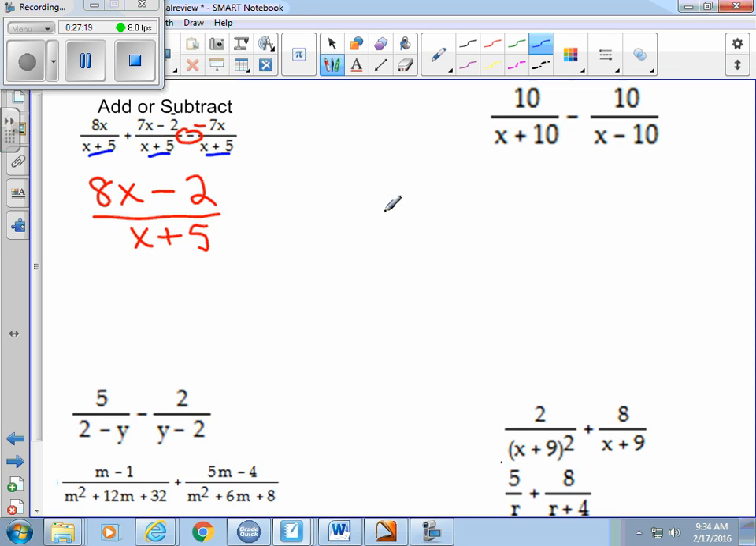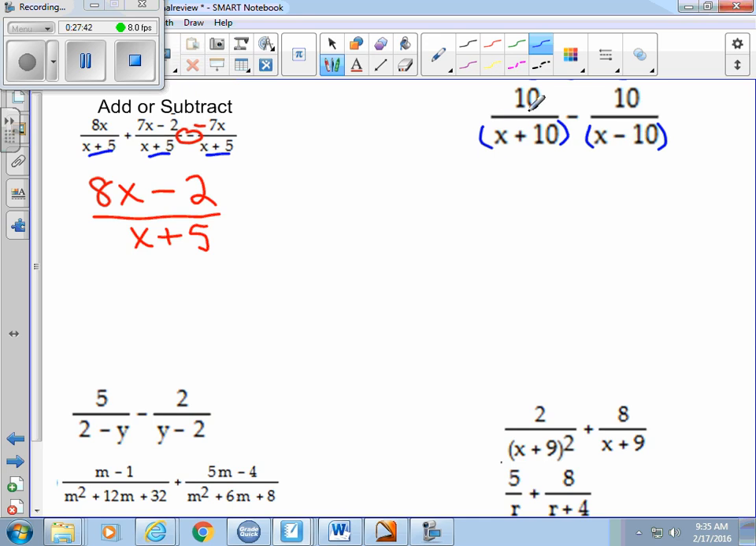Okay, let's look at the next one. Remember, the only way I can change it is by multiplying by something. Is there any way I can multiply by something to make x plus 10 any different? To make it like x. These are just different guys, right?